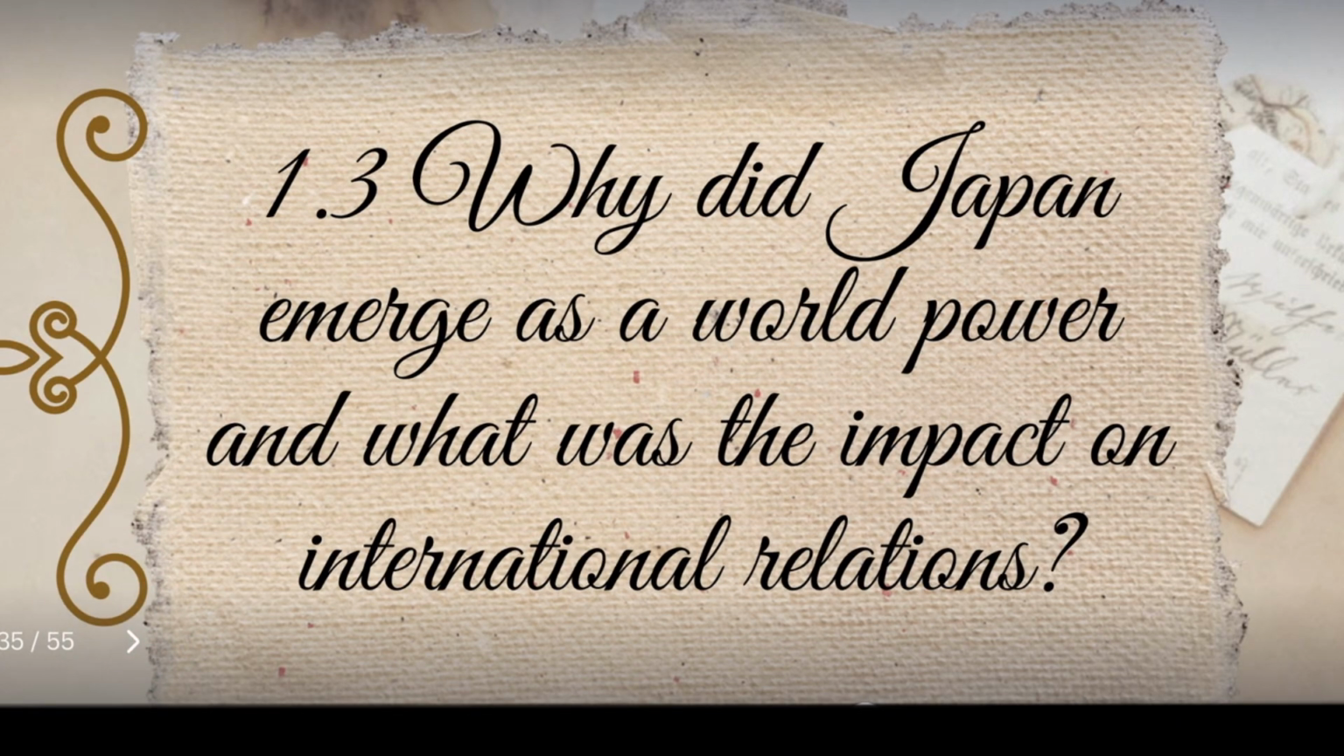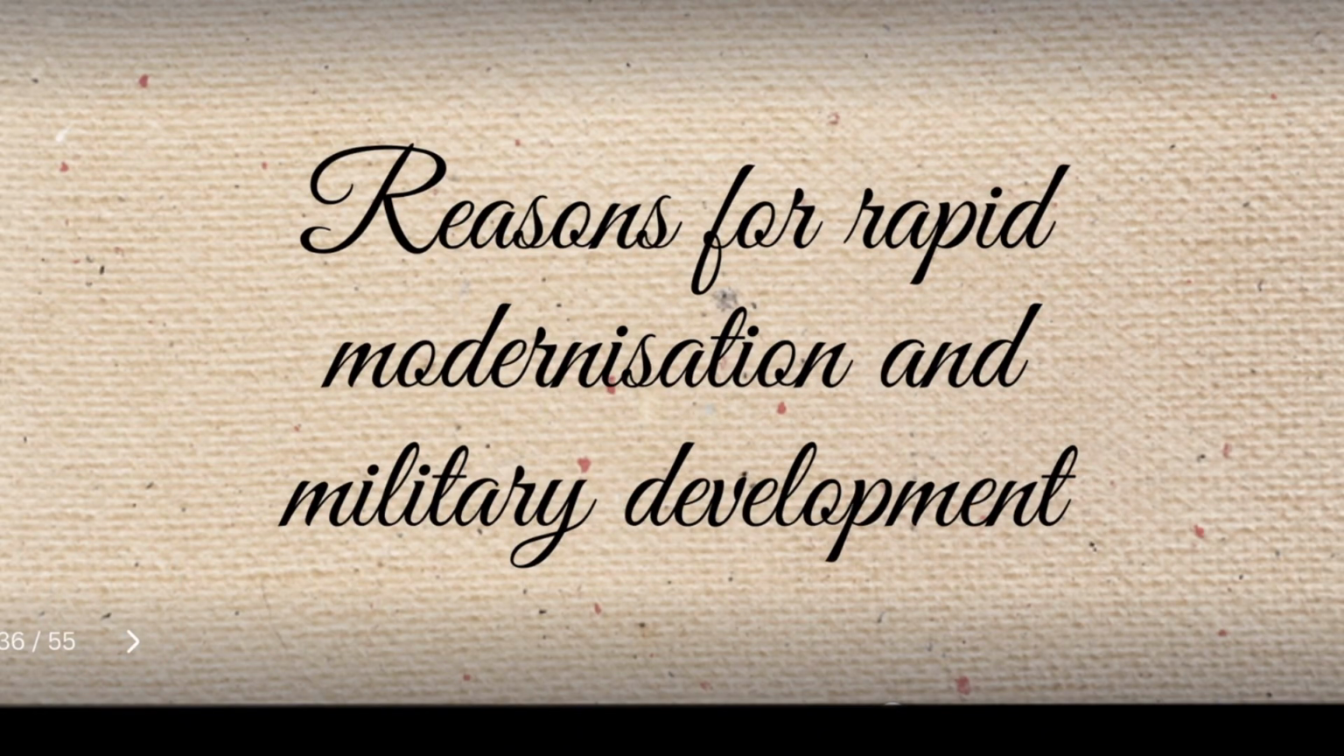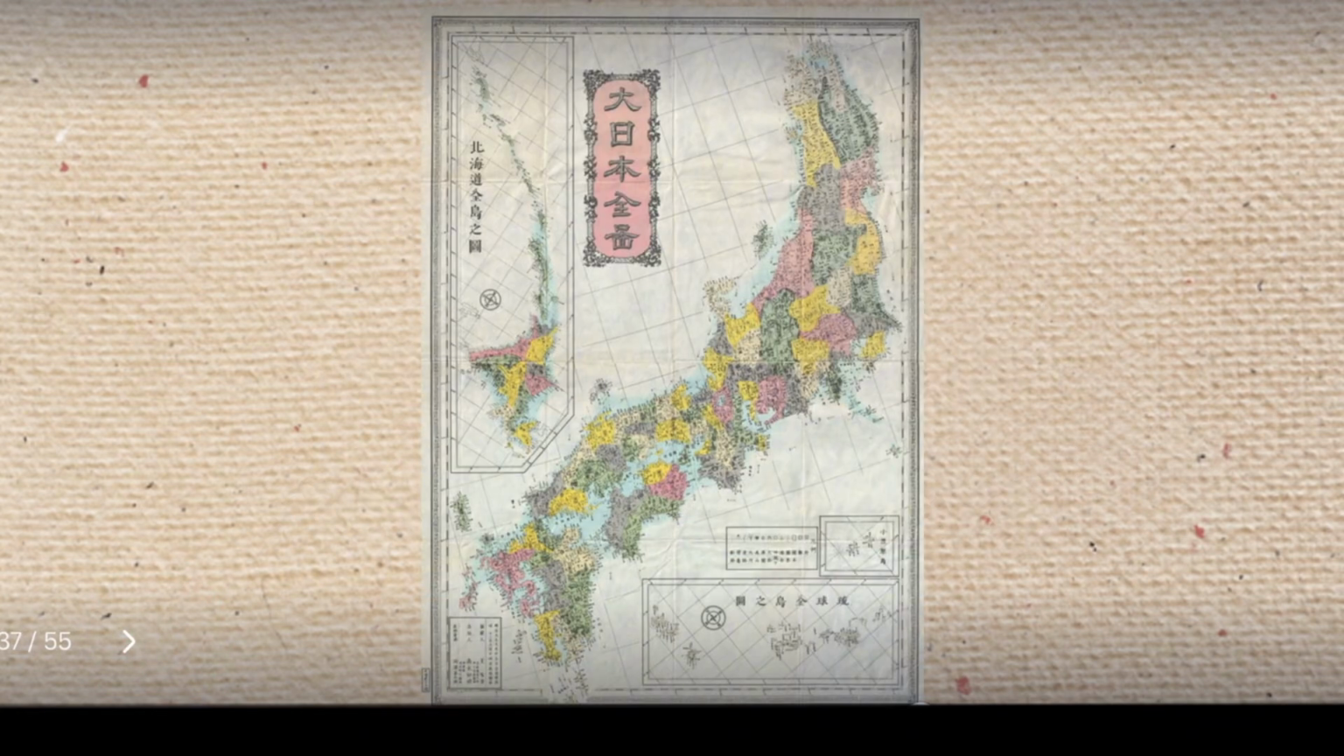1.3 is about why Japan emerged as a world power and what the impact was on international relations. So first, let's discuss reasons for rapid modernization and military development. Japan's rise as an imperial power in its own right was both sudden and dramatic.